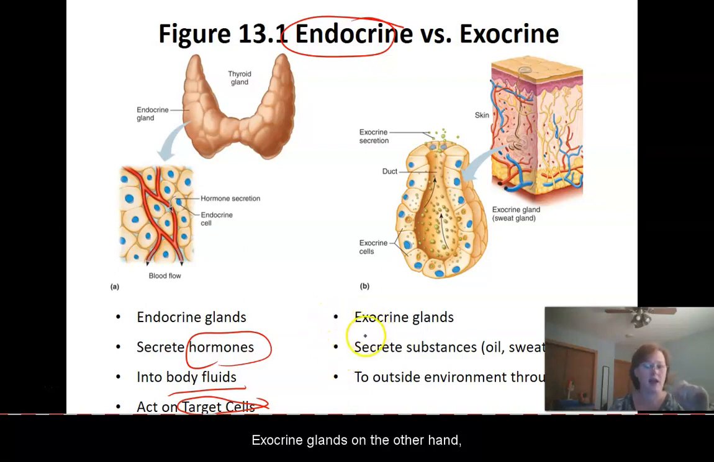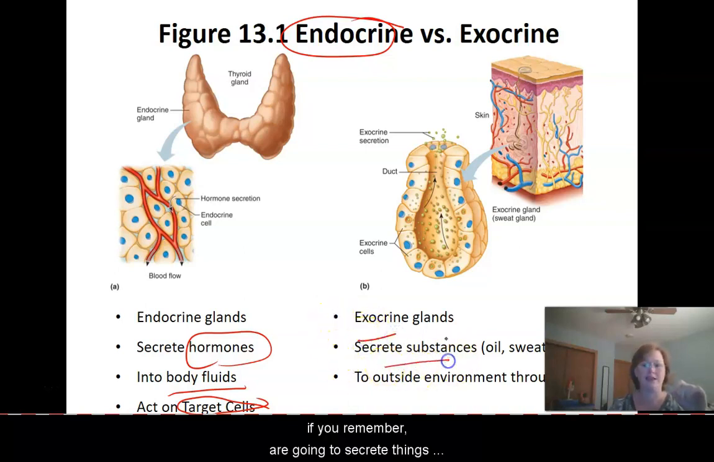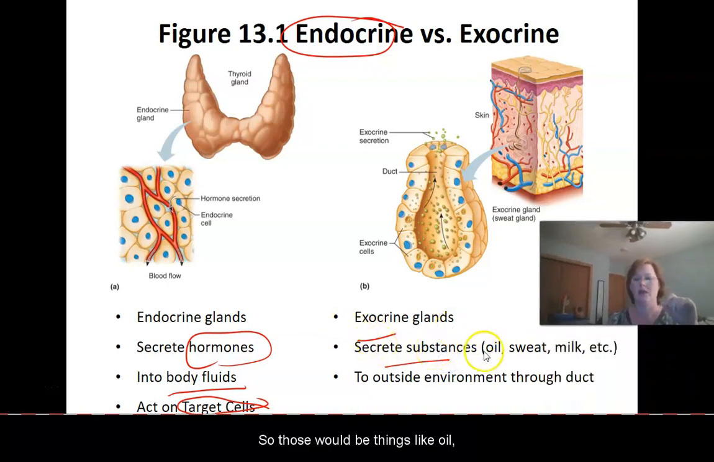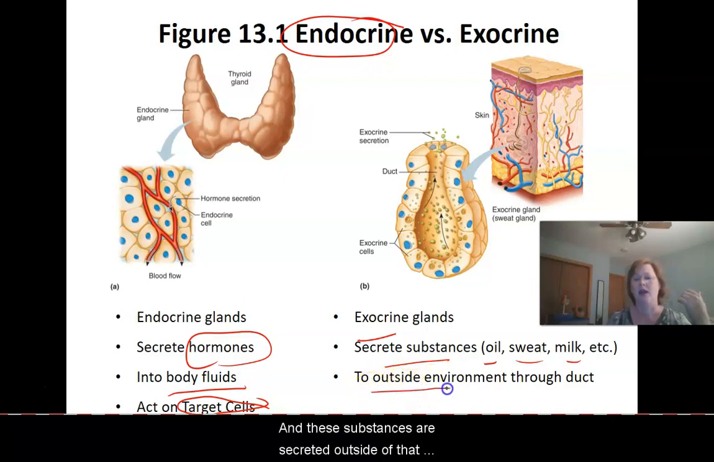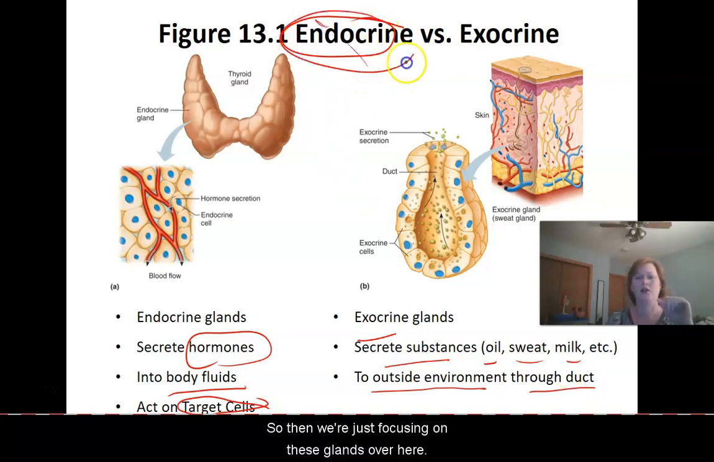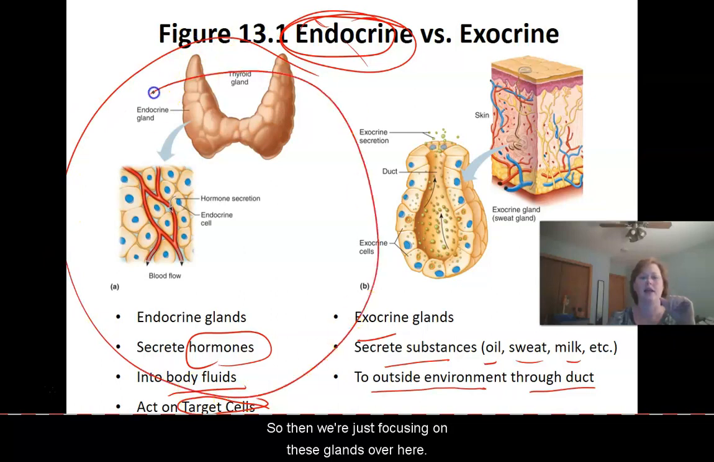Exocrine glands, on the other hand, if you remember, are going to secrete things other than hormones. So those would be things like oil, sweat, milk, and so on, earwax, for example. And these substances are secreted outside of that structure through some kind of duct. So again, we're just focusing on these glands over here.